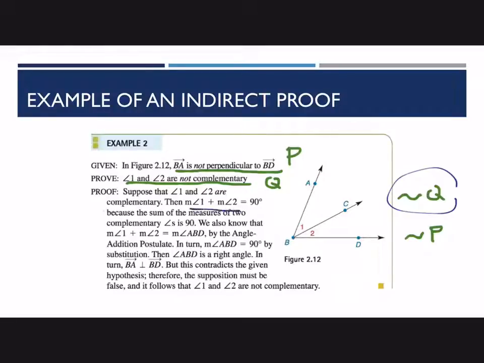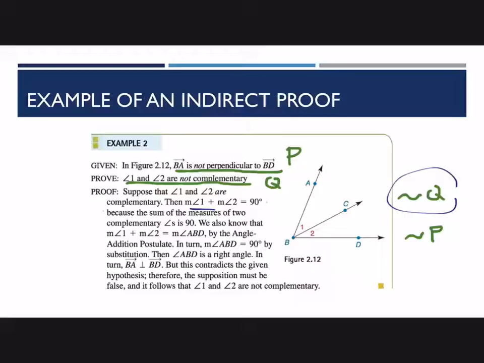So we said that 1 plus 2 was 90 and 1 plus 2 was ABD. So by substitution, those two things are equal. All right, so this angle ABD is a 90-degree angle, and that means, by definition, that it's a right angle. Then we have a definition, or I think a theorem in this case, that says that if that's a right angle, then those two rays must be perpendicular. Okay, so this contradicts the given hypothesis.